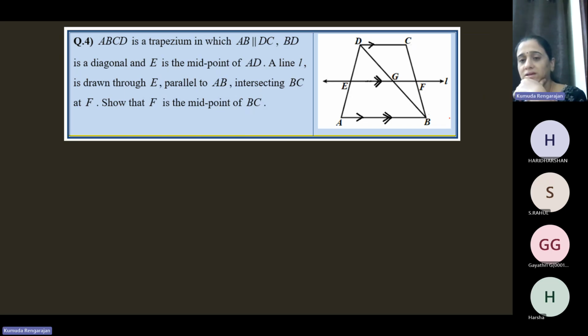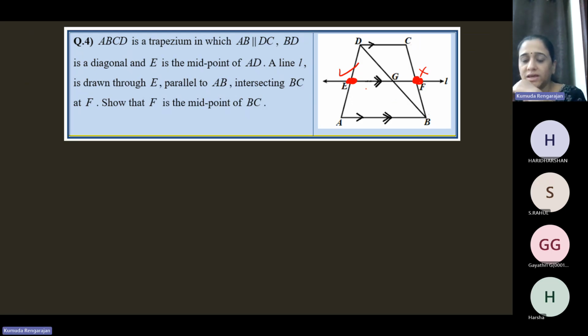All the three lines are parallel. And it's given that E is the midpoint of AD. We need to prove that F is the midpoint of BC. This is to be proved.